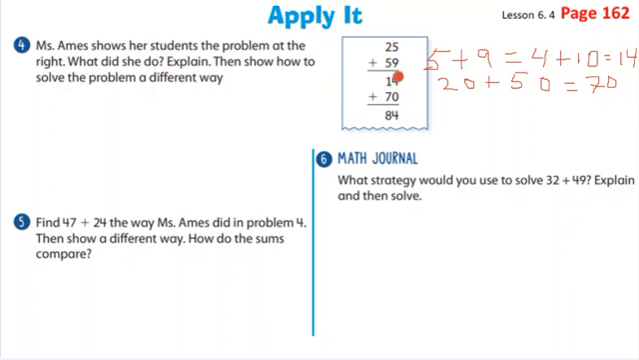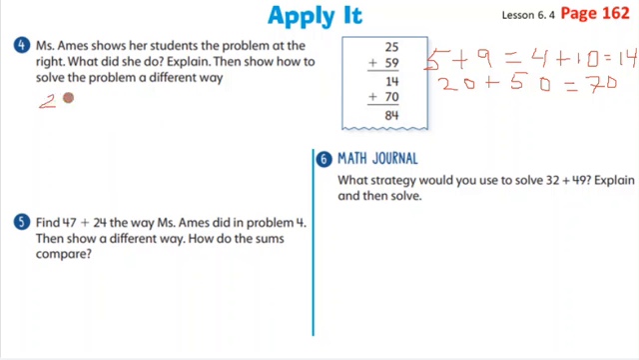So then we look down here, 4 1s plus 0 1s is 4. 1 10s plus 7 10s is equal to 8 10s. So that's 84. Okay, now how can we solve this a different way? Well, let's take a look.